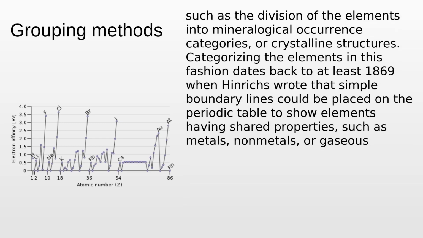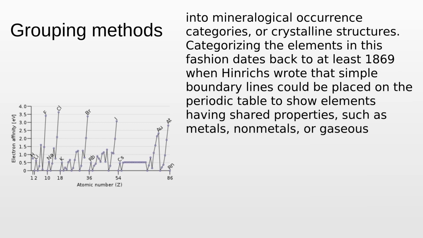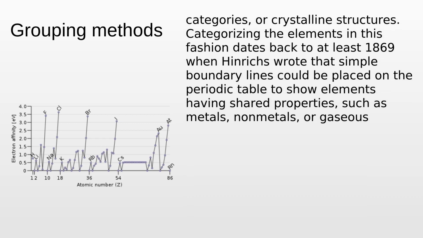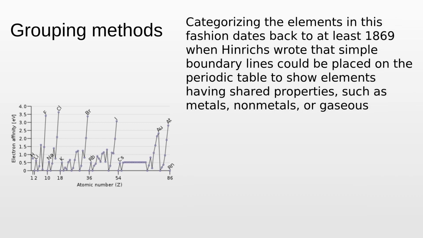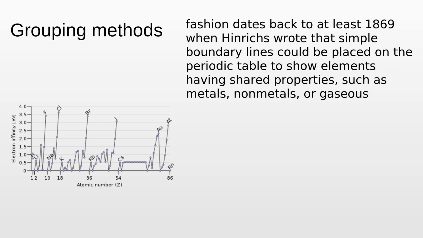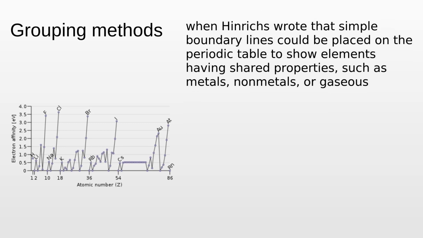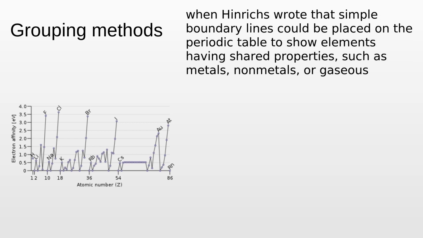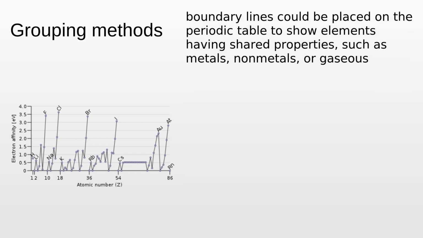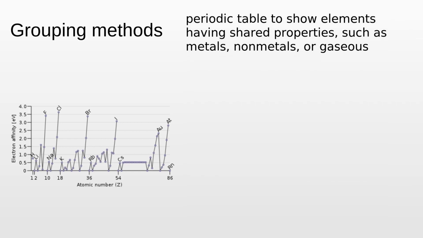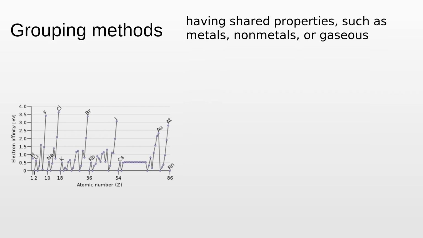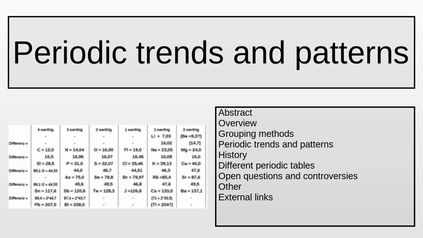Other classification schemes are possible, such as the division of the elements into mineralogical occurrence categories, or crystalline structures. Categorizing the elements in this fashion dates back to at least 1869, when Hinrichs wrote that simple boundary lines could be placed on the periodic table to show elements having shared properties, such as metals, nonmetals, or gaseous elements. Periodic trends and patterns.